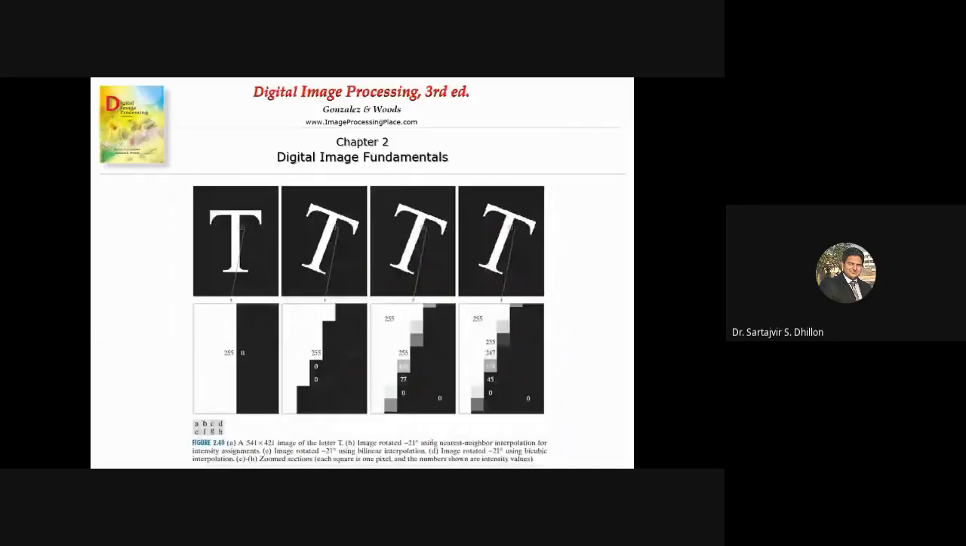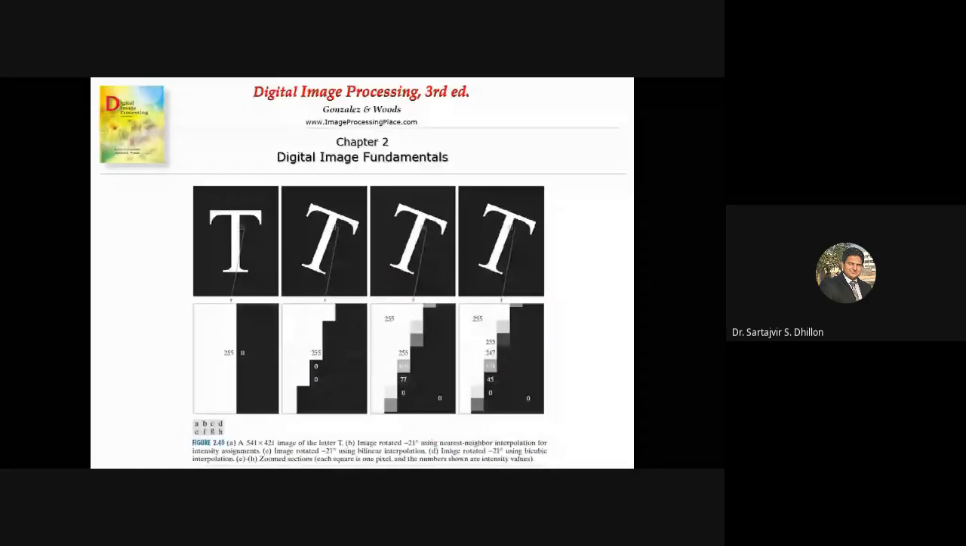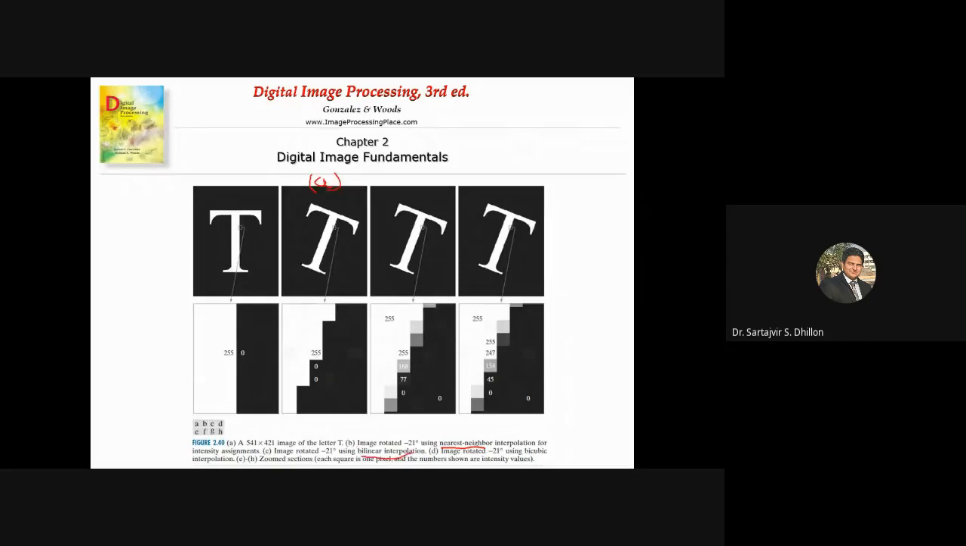Again, this is concerned with the nearest neighbor, and the second is the first figure, and figure C is concerned with the bilinear. There is a bilinear, and the C1 is a bicubic. Yeah, this one is a bicubic equation.